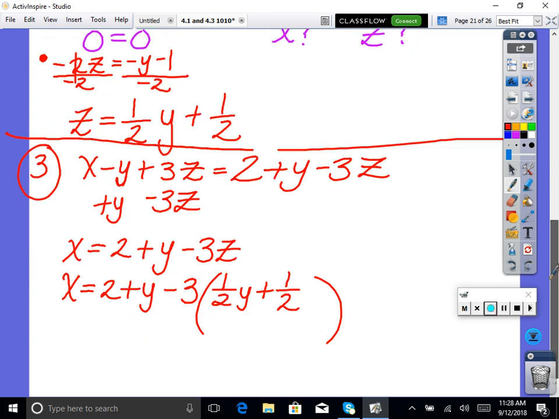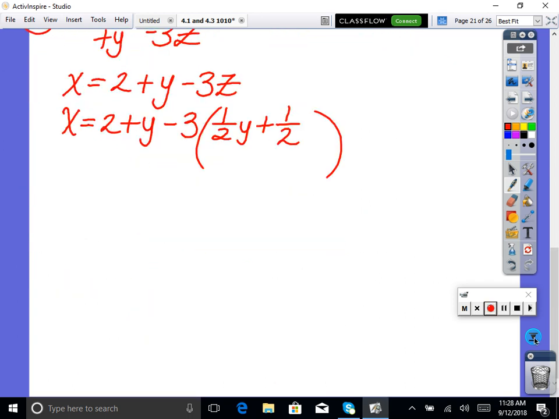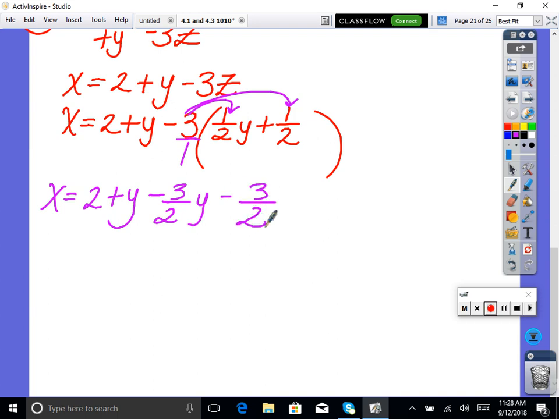Now we need to just simplify it. Then you're going to take a deep breath and say, I'm literally just doing like 4th grade math. It's going to be okay. So we have x is equal to 2 plus y, and then we distribute straight across, so minus 3/2 y, correct? And then negative 3 over 1 times 1 over 2 is negative 3/2, correct? So we have x is equal to 2 minus 3/2 plus 1y minus 3/2 y.